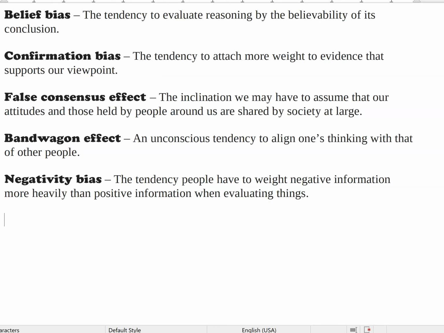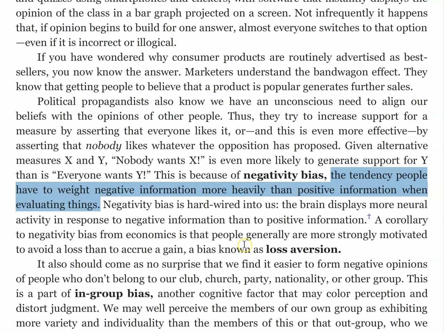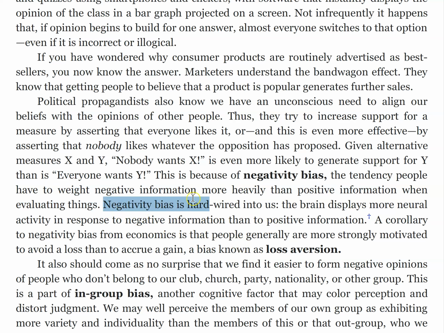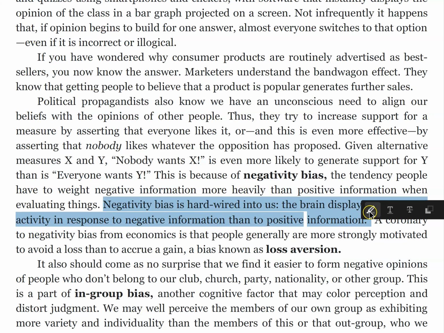So let's see what our textbook has for us. I feel like it's got a little more on this subject. Negativity bias is hardwired into us. The brain displays more neural activity in response to negative information than positive information. So if you were thinking, I don't do that, well, you've got a unique brain because we can actually see this happening when we look at the brain.